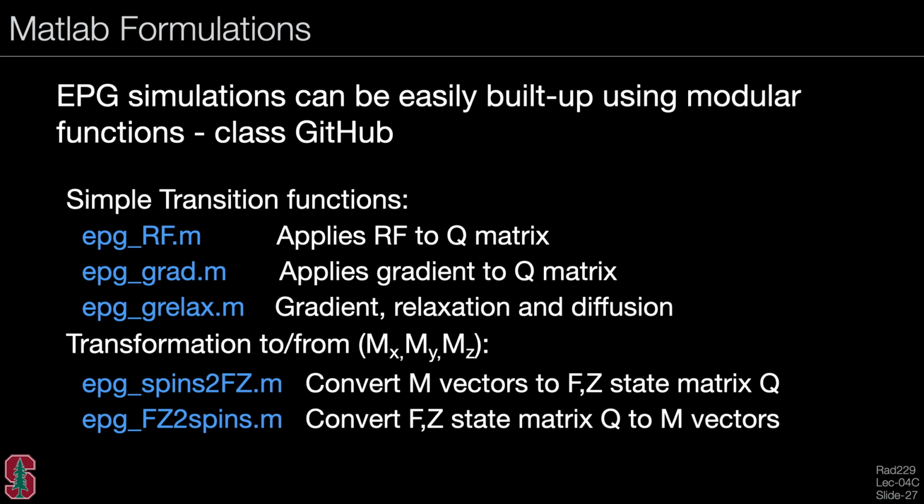And then there are the transformations to and from the magnetization domain. Basically the magnetization domain here is called spins, so we can do EPG spins to FZ and EPG FZ to spins. So these will give you some intuition about the transformation if you actually look at these functions.